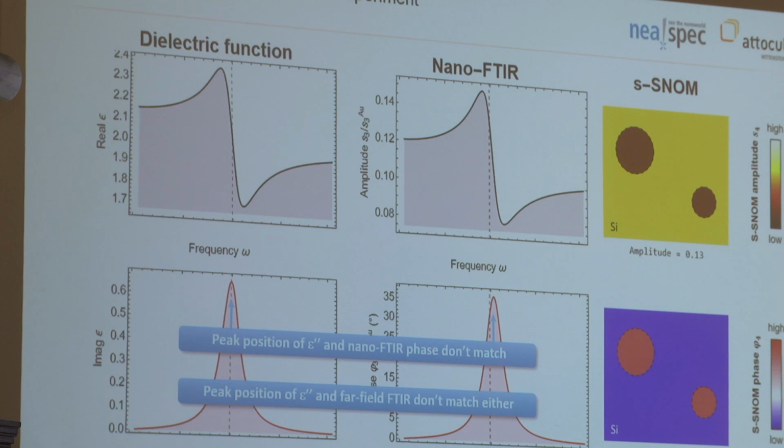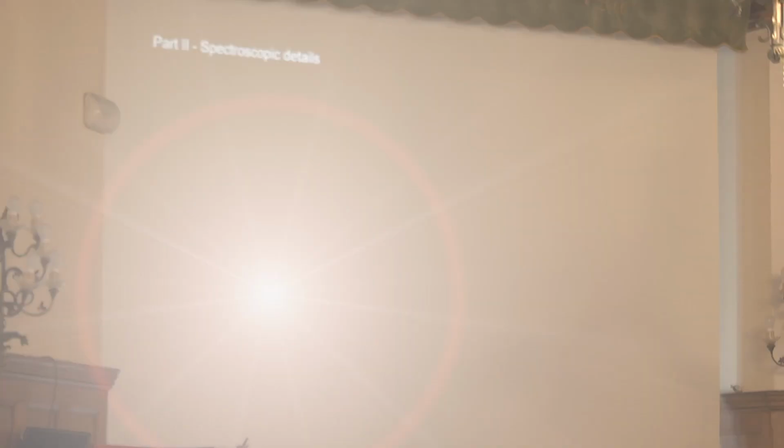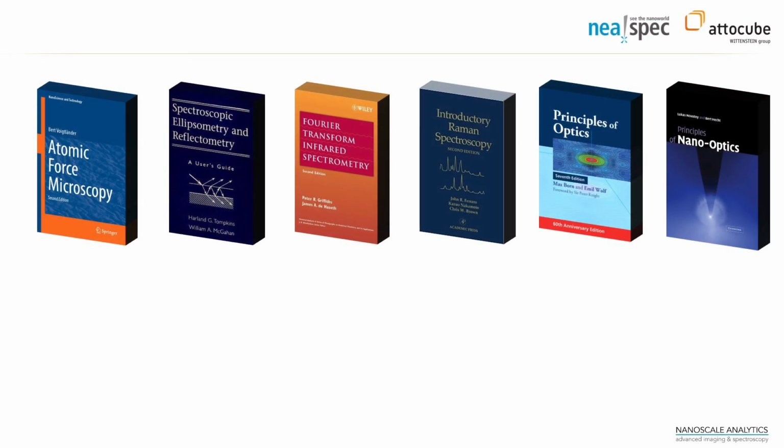Yeah, so this doesn't match. And then the question is, is it a problem that these peak positions don't match? I would say that no, it is not, because in the far field it doesn't match either. And it hasn't stopped far-field spectroscopy from being successful. So now we're starting to talk more about the details of spectroscopy. And in principle, there's a lot one could talk about.